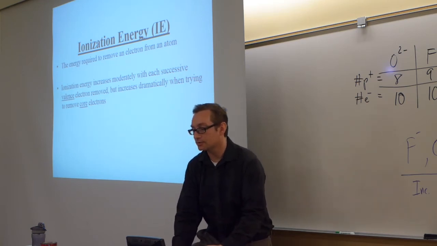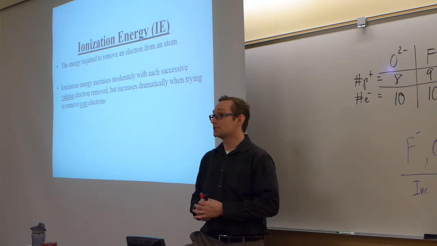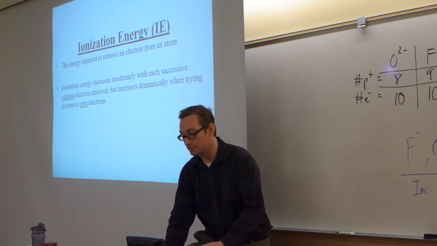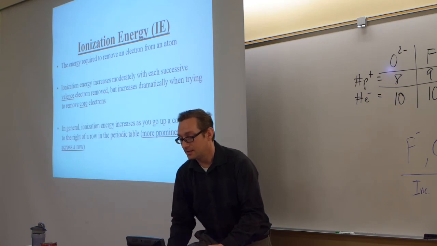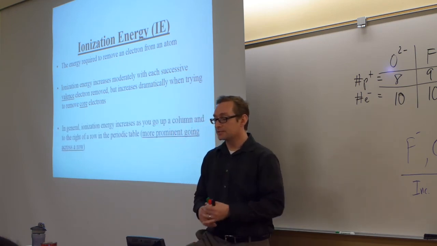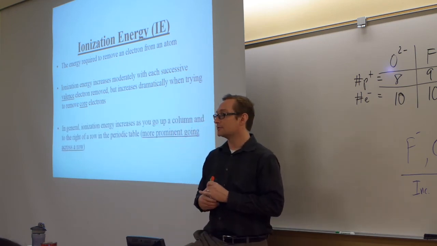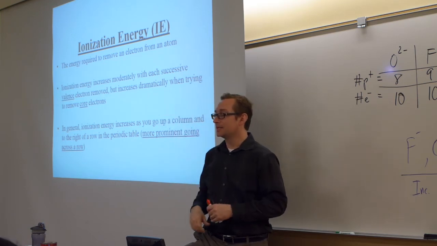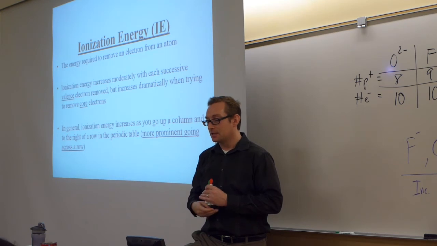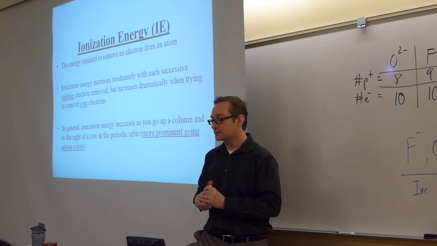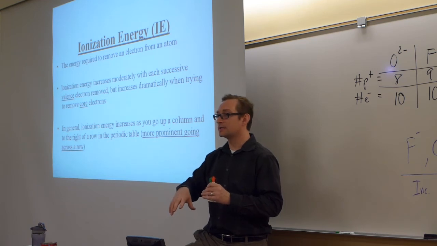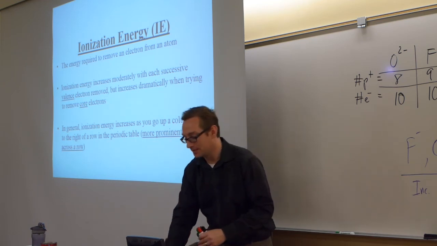Now once you get to core electrons, then the ionization energy gets crazy high. Okay, it takes a lot of energy to remove a core electron. In general, ionization energy increases as you go up a column and to the right in the periodic table. So up and to the right increases your ionization energy. Unlike atomic radius, it's more prominent going across a row, whereas atomic radius is more prominent going down a column. Okay.